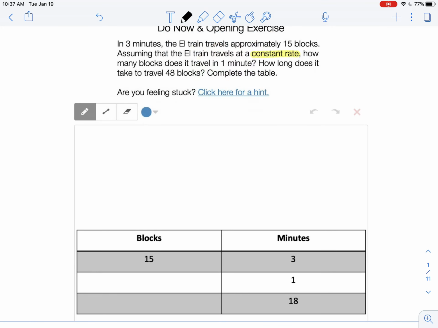We actually didn't talk about this 48 blocks part, and you won't see that on your screen. So we can ignore it for now. Complete the table. So there's a hint video here already for you. You'll see that in your Desmos, but I want you to start by pausing this video and going over to Desmos and giving this question a try, just to see what you know.